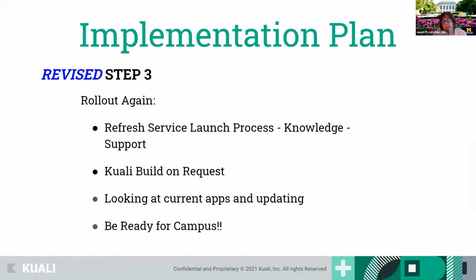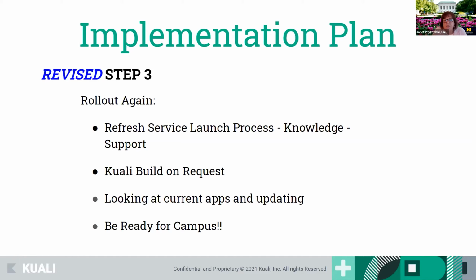We're also looking at not doing a whole unit representative release. We're looking at doing what I'm calling Kuali Build on request. We're going out to the units that have already asked to use Build, School of Dentistry, the shared service centers, plus a couple of others that have contacted us over the year. We will go out to them and help them build their apps and get them up to speed on it.